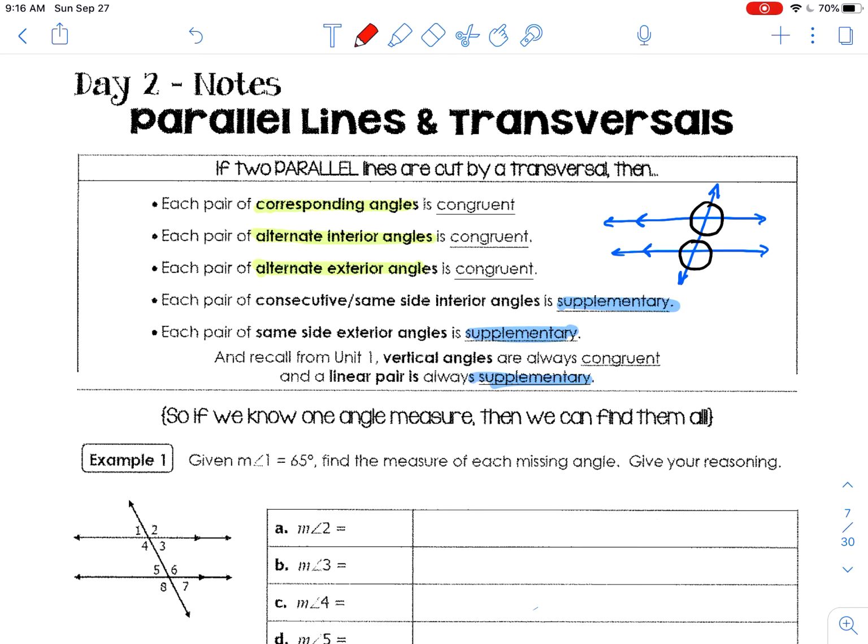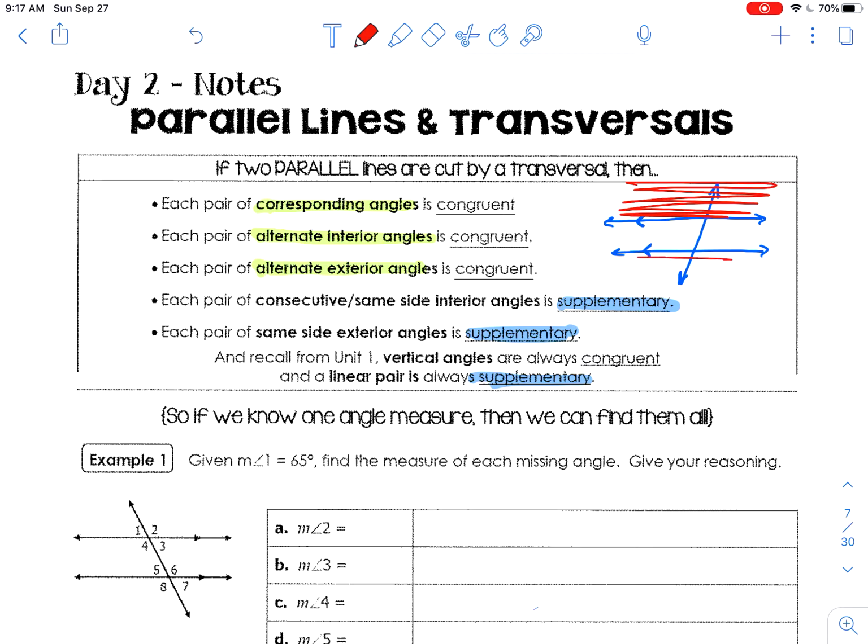Now, alternate interior angles, let me show you those. And let me take away those guys. So the interior is this region in here. This is the inside or interior of those two parallel lines. Okay, so that's the interior. Alternate means they're on the opposite side of that line. So these two are alternate interior. Or these two are alternate interior. And they're going to be congruent.